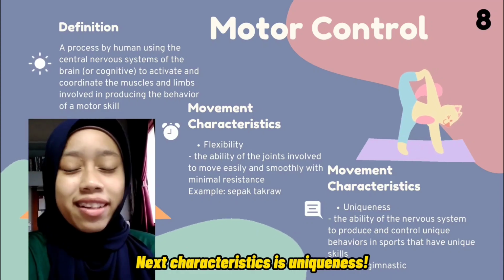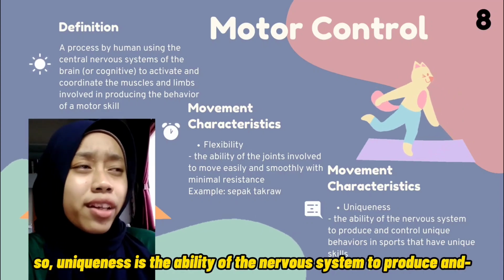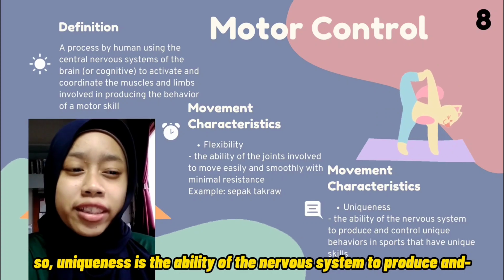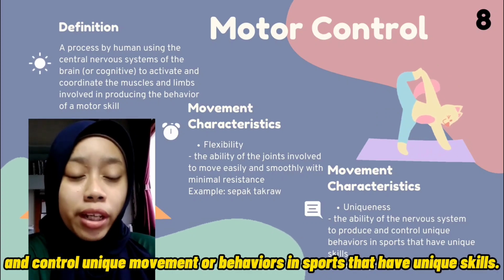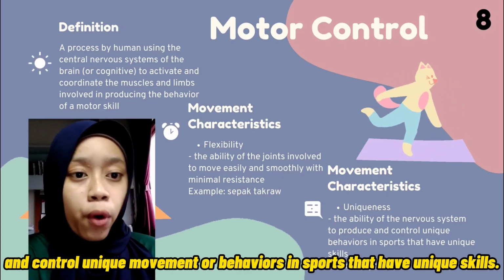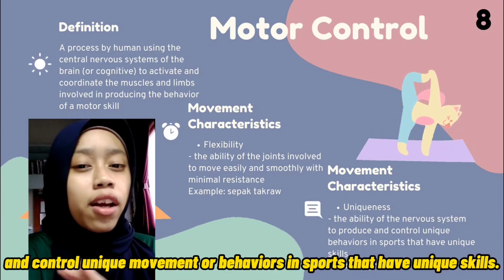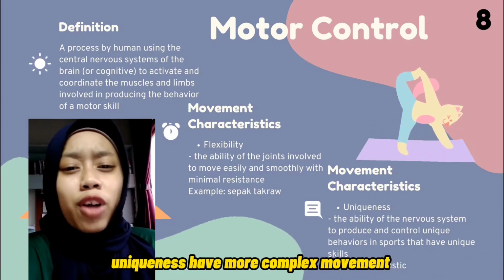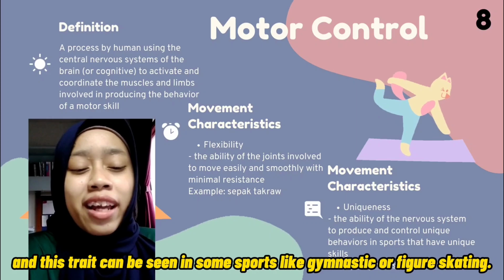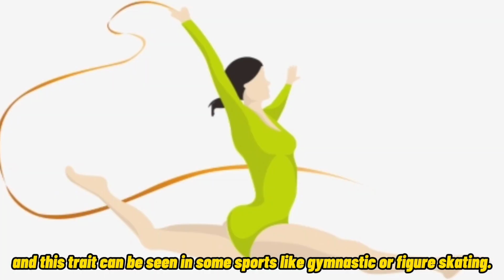The next characteristic is uniqueness. Uniqueness is the ability of the nervous system to produce and control unique movements or behaviors in sports that have unique skills. Uniqueness involves more complex movement, and this trait can be seen in some sports like gymnastics or figure skating.